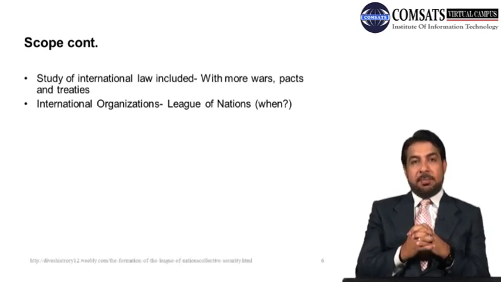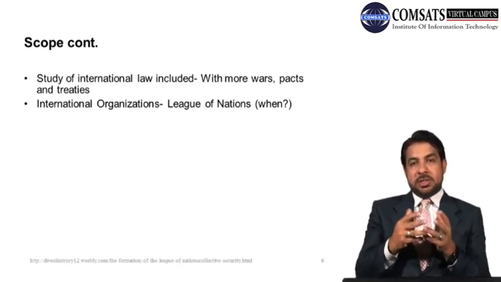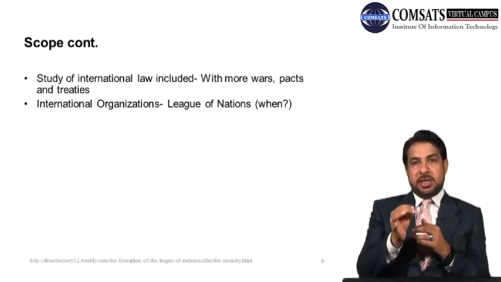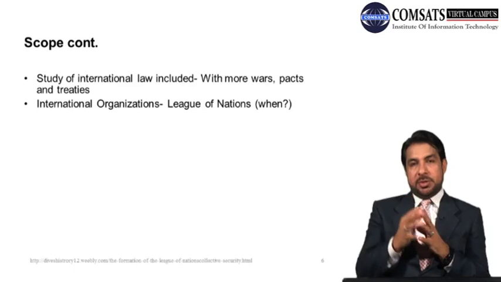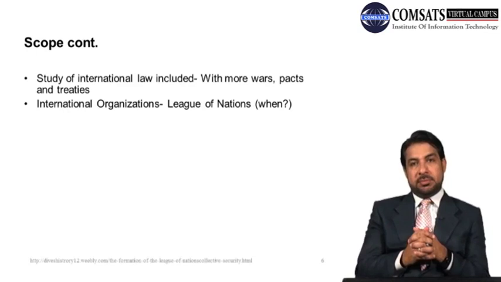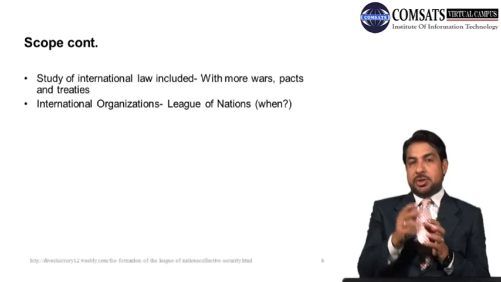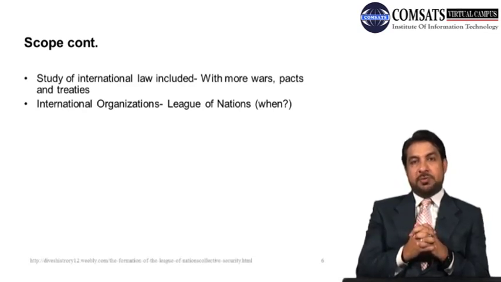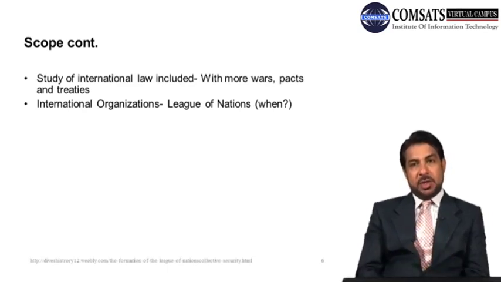Aur kal humne discuss kiya tha ke pehle jangi azim kaun se saal mein shuru hui? It started in 1914. Good. And when did the first World War end? We discussed it yesterday. The first World War stretched to 4 years. Therefore, the first World War ended in 1918. So, ye organization uske baad bani hogi. Iska mumkina year kaun sa ho sakta hai? Aap kareebi ho sakte hain.